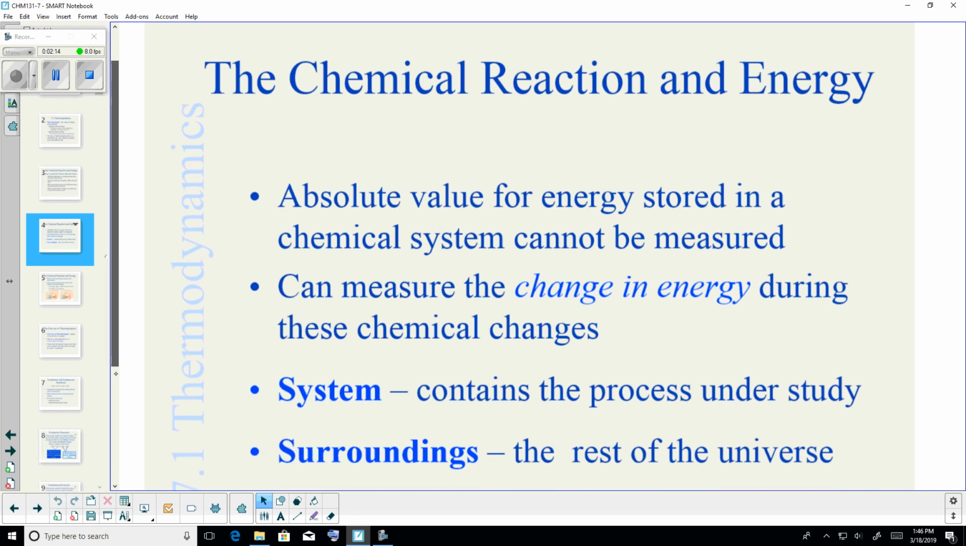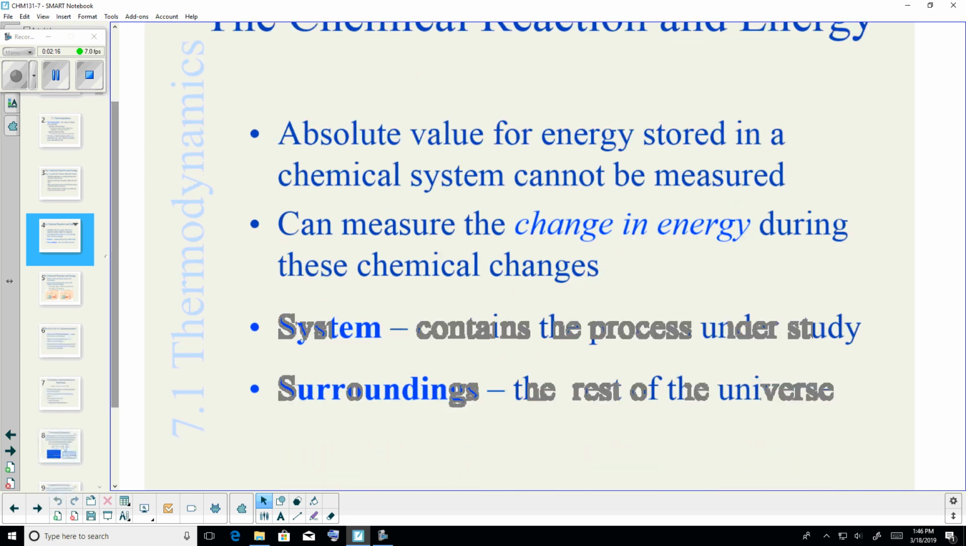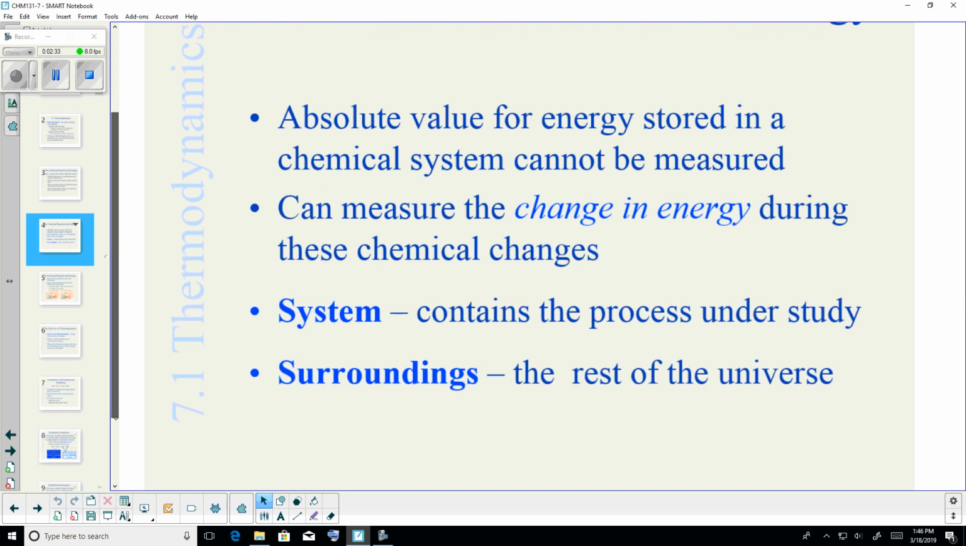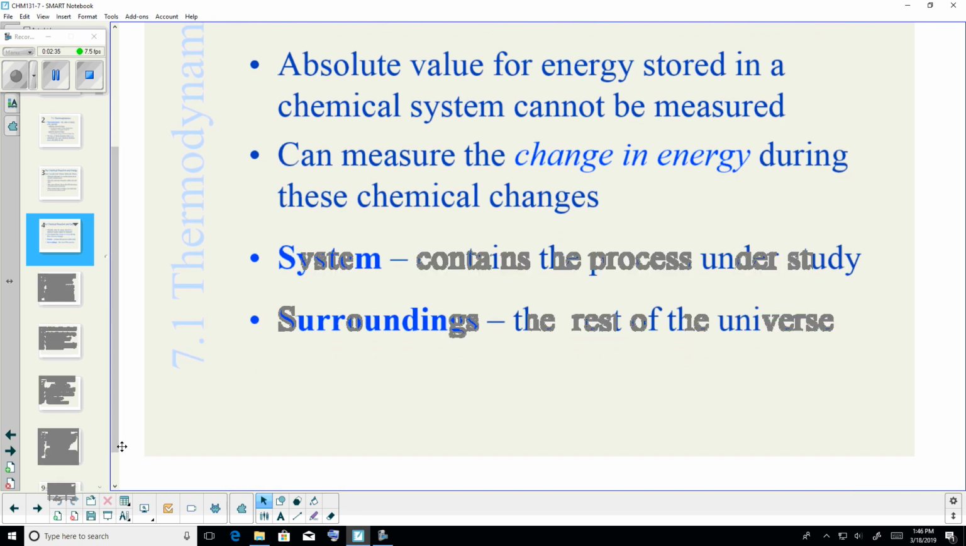The absolute value for energy stored in a chemical system cannot be measured. What we can measure is the change in energy during these chemical changes. A system is identified as containing the process under study. The surroundings is the rest of the universe.